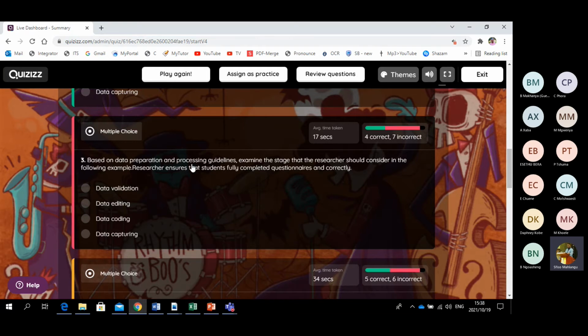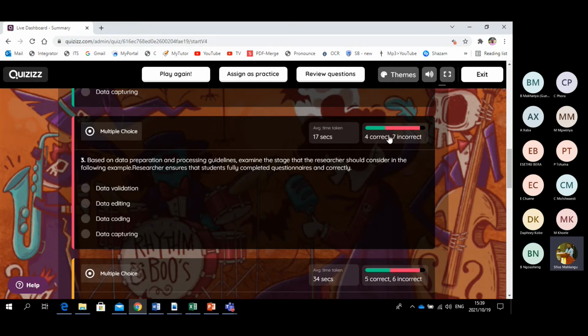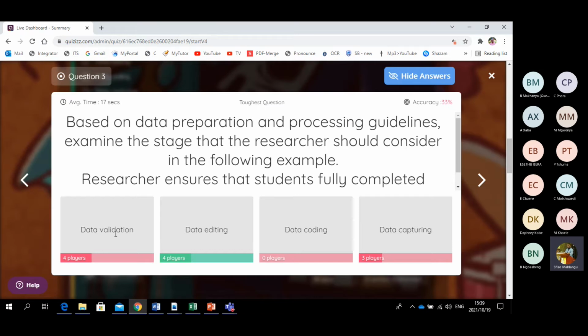It says, based on data preparation and processing guidelines, examine the stage that the researcher should consider in the following example. Researcher ensures that students fully completed questionnaires and correctly. So is that data validation? Is that data editing? Is that data coding, or is it data capturing when the researcher is busy ensuring that all questionnaires are completed correctly and they're completed fully? If you look at your answers, you will see 4 players and 3 players chose data validation and data capturing, but that is actually data editing.